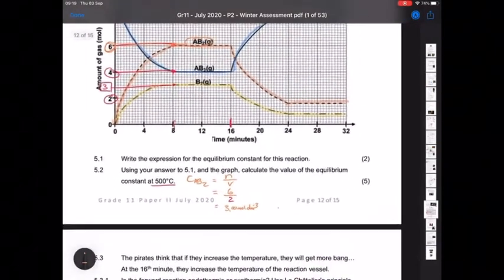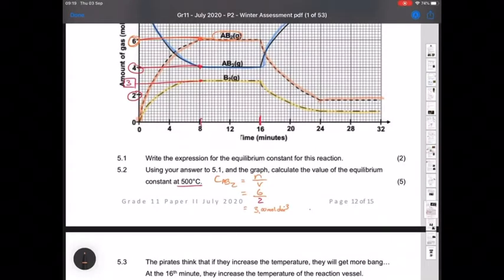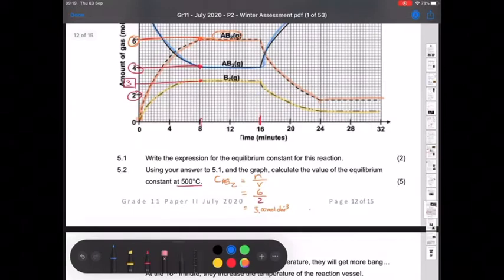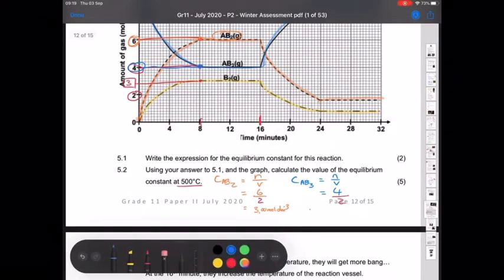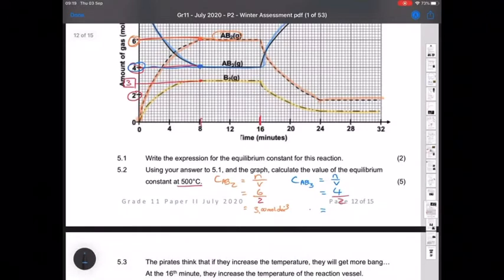Okay, now let's do our next substance. Let's do the blue substance. AB3, concentration of AB3 at 500 degrees, 4 moles. So the concentration of AB3, C equals N over V. 4 divided by that same volume which was given, it's still a 2 decimeter cubed container. 4 divided by 2 is 2 moles per decimeter cubed.